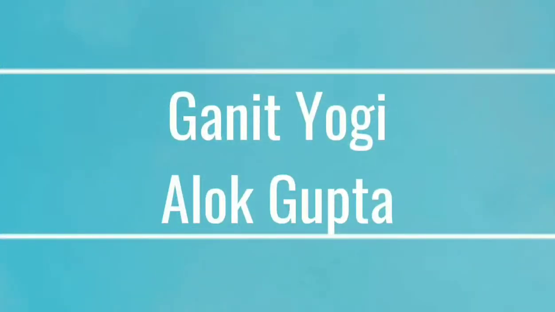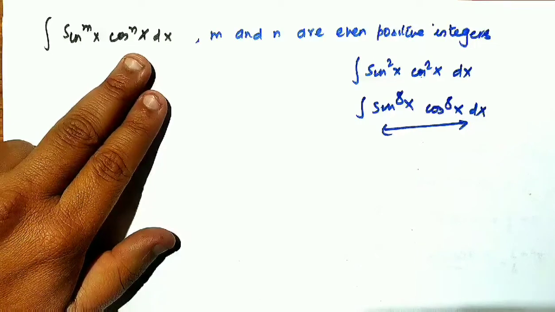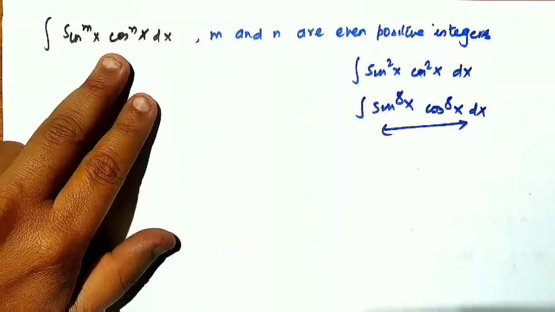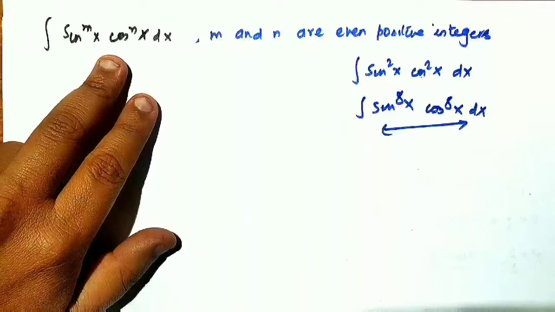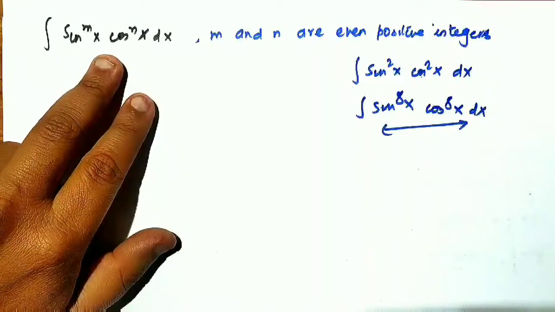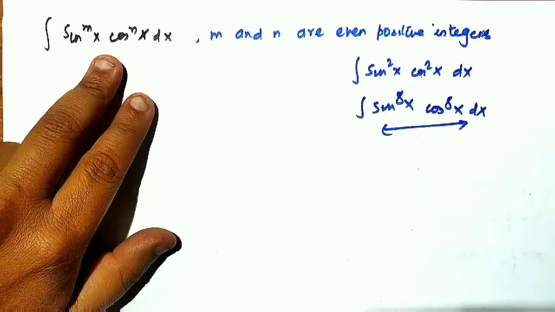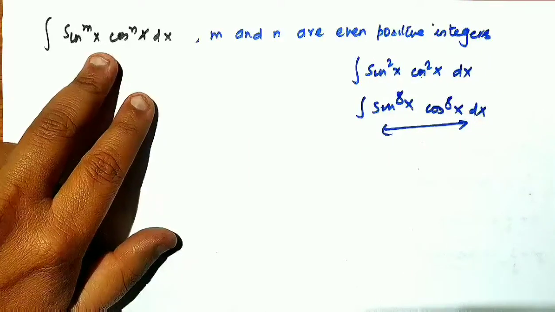So here we are going to integrate sin to the power mx cos to the power nx dx. But here m and n are even positive integers. Before this, what we did was: if m and n are odd numbers, then we can easily integrate by separating one.